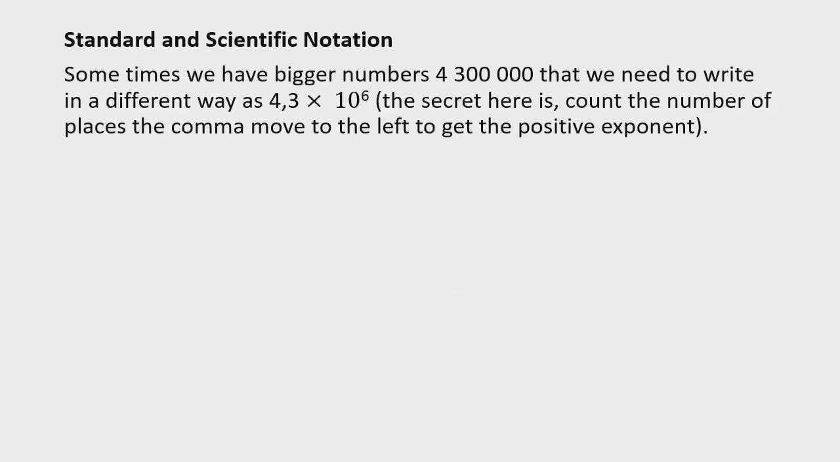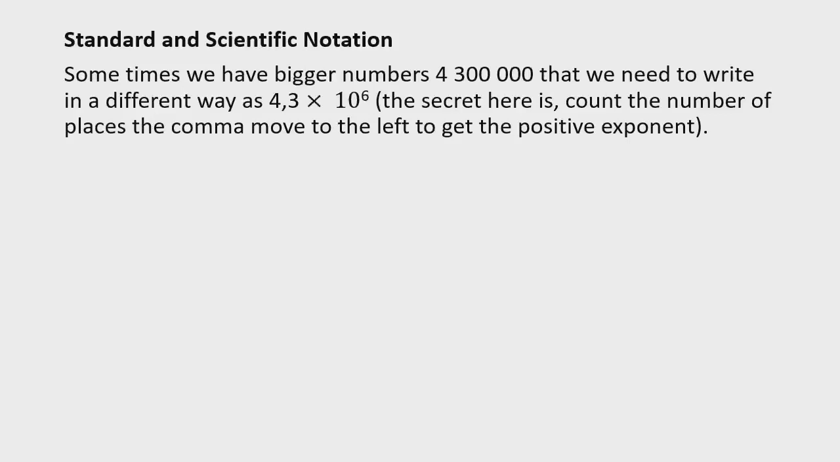Now, let's look at another notation that is a bit different from the previous one. Sometimes we have bigger numbers, like 4,300,000. We can write that in a different way, as 4.3 times 10 to the power 6.